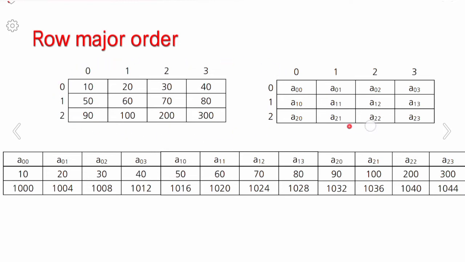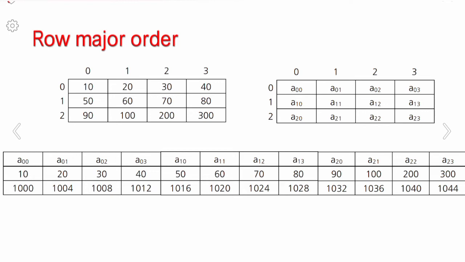This is the graphical representation of the row major order, but in memory it will be stored in the given format. 10 represents the 0 0 location, 20 represents 0 1, and 30 means 0 2, that is the 0th row and second column. 40 represents 0 3. So this is the particular subscript of each element. This is only the graphical format of how we are storing the elements in a two-dimensional array.